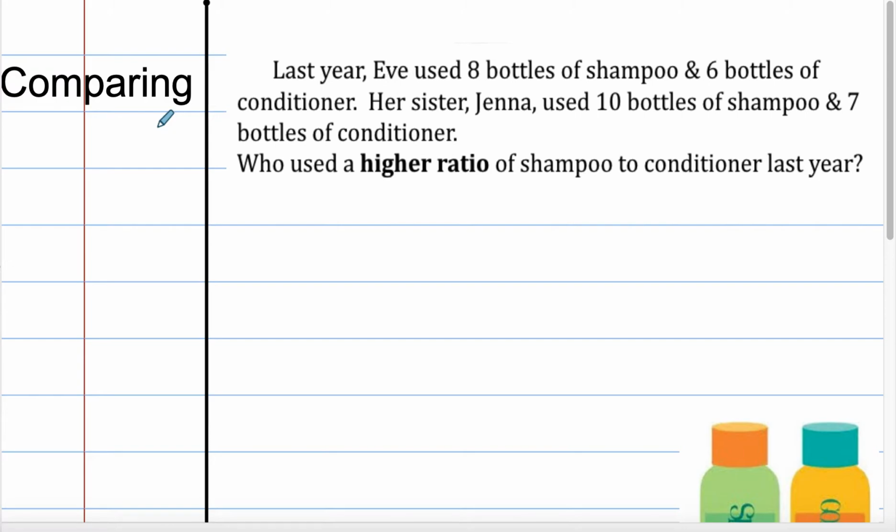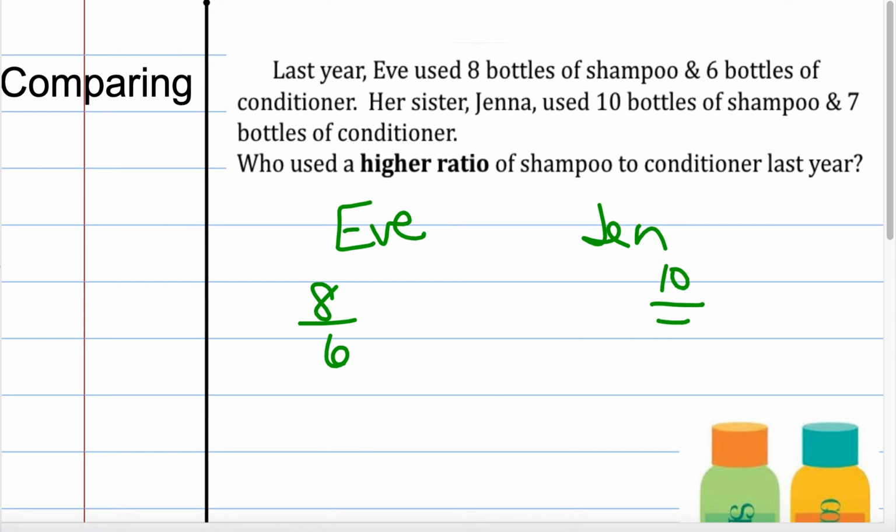So let's do some comparisons. Last year, Eve used 8 bottles of shampoo and 6 bottles of conditioner. Her sister Jenna used 10 bottles of shampoo and 7 bottles of conditioner. Who used a higher ratio of shampoo to conditioner? So here's Eve, and here's Jenna. Eve was 8 bottles of shampoo to 6 conditioners. Jenna was 10 to 7.